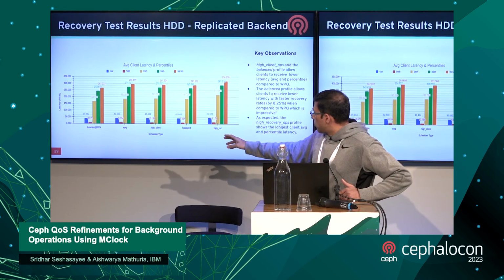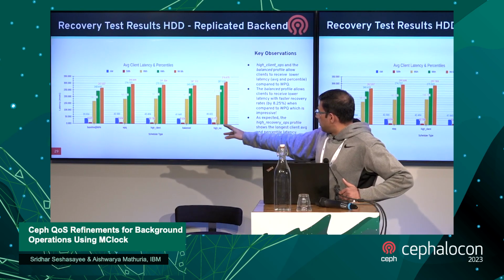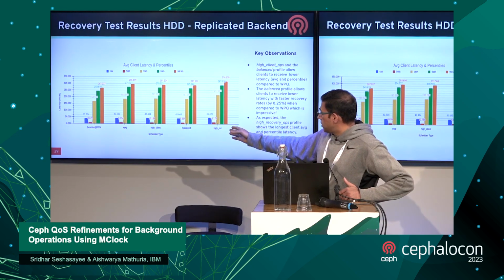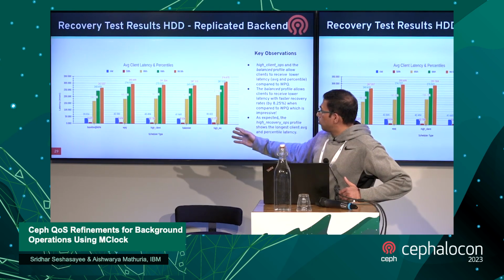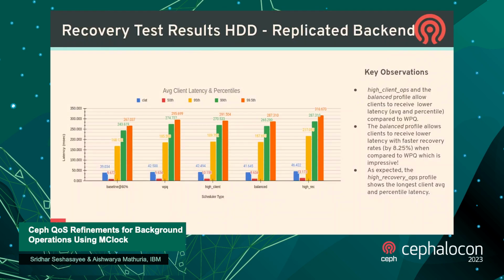You can see, for comparison purposes, that the completion latency for the high client is slightly better compared to WPQ. The 50th is slightly longer, but not by much. It's still comparable. The tail latencies are again pretty much comparable, if not better, in most of the cases.